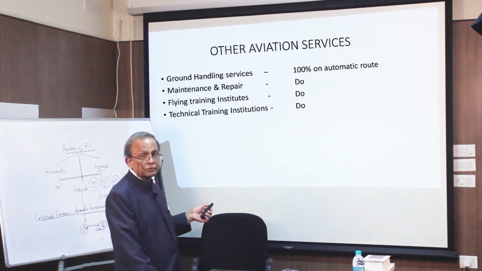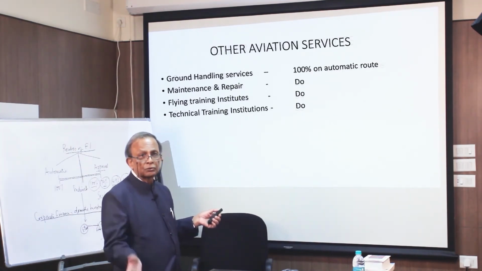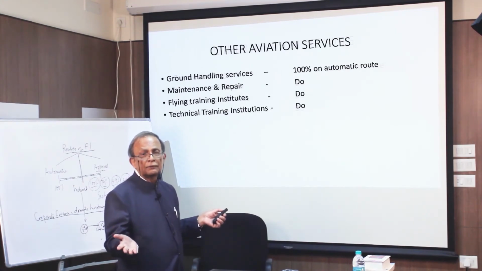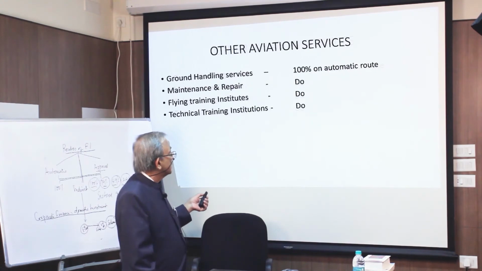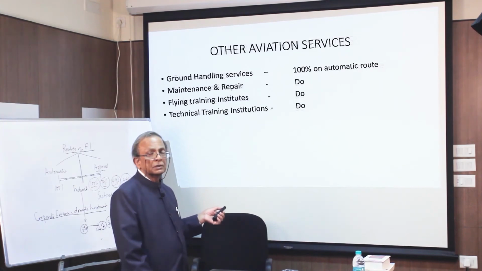Flying training institutes, like that. Suppose one now wanted about 500 million in foreign funding. It can take it through the 100% automatic route, so no permission is necessary. Technical training institutions are also 100%.